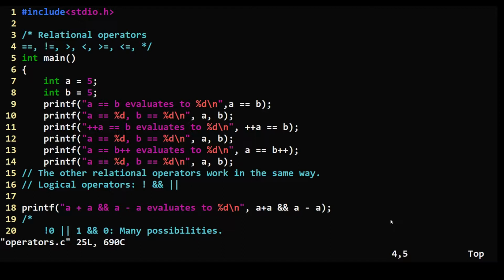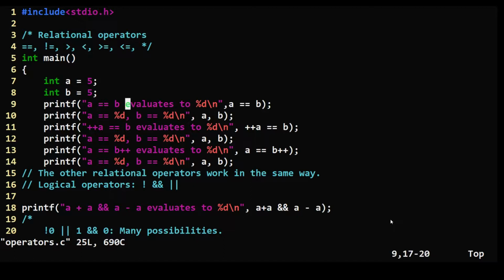This is the negation of the previous one. So this is not equal to. A not equal to B evaluates to true if A equal to B evaluates to false. This is greater than, less than, greater than or equal to, less than or equal to. Same deal.